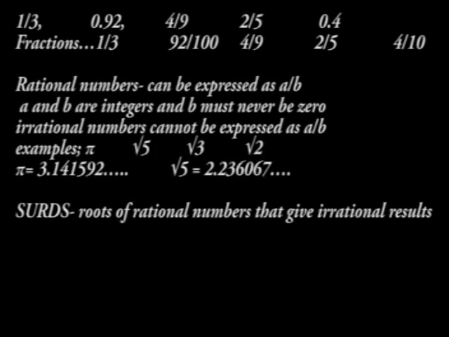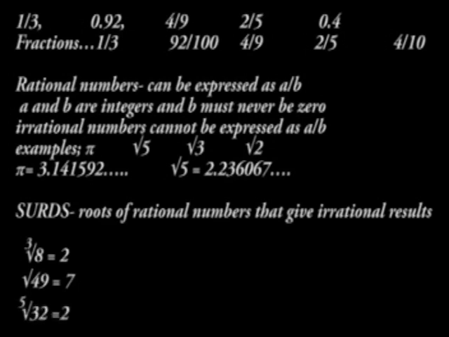Note that the presence of a root sign doesn't necessarily mean that the number is a surd. For example, cube root of 8, square root of 49, and fifth root of 32 are not surds, because the cube root of 8 is 2, square root of 49 is 7, and fifth root of 32 is 2.